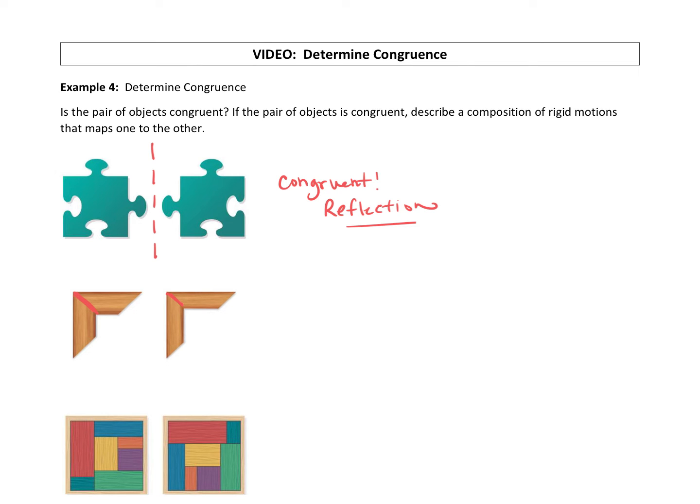So that means that the frames, like the corners, this is a corner of a frame, did not preserve length. So these frame corners are not congruent. There is no rigid motion to get from here to here because it did not preserve length. Maybe in parentheses we'll put length was not preserved.